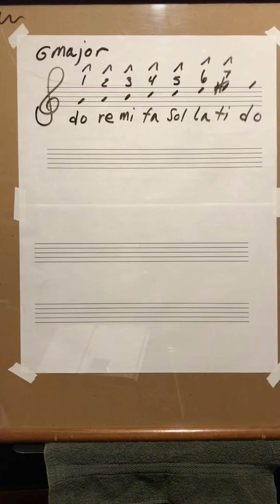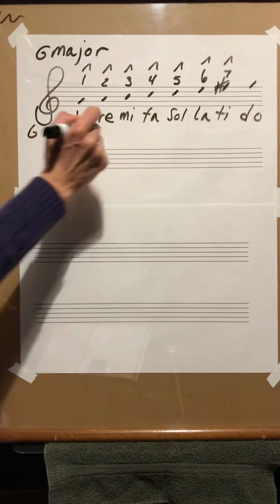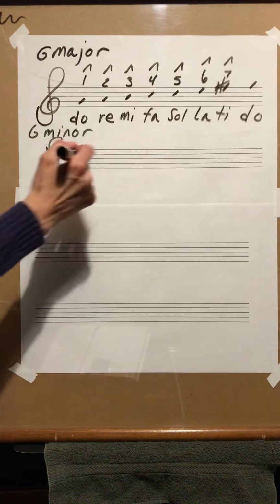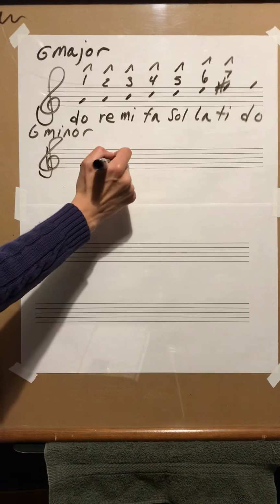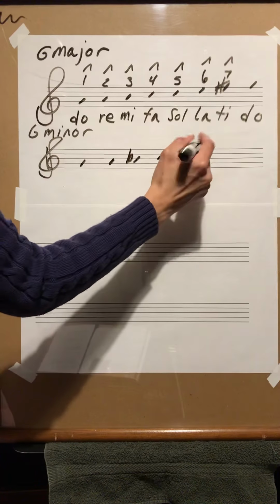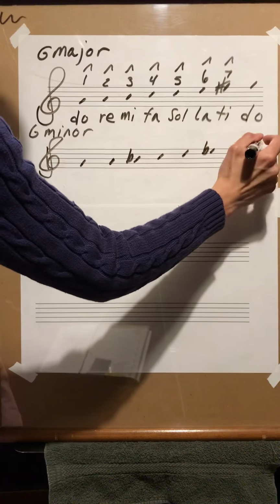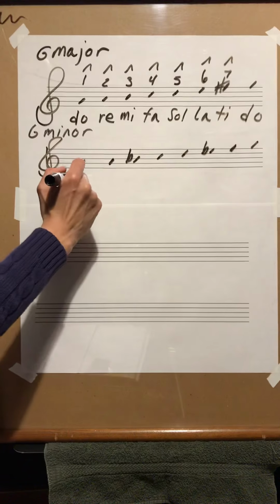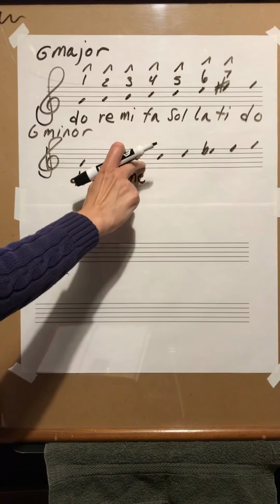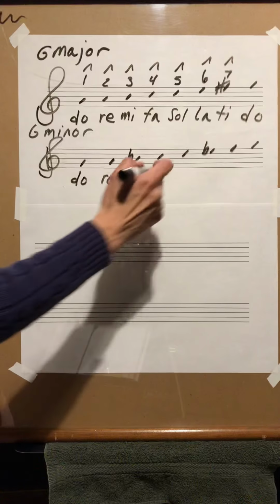So we're going to write the parallel minor, so we're going to write G minor. Remember, parallel minors share the same tonic. So parallel minor, and we have some changes in the pitches. The solfege we use is do, re, mi. You can see the third degree is lowered in minor. We say me instead of mi.